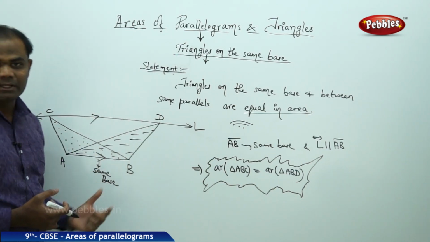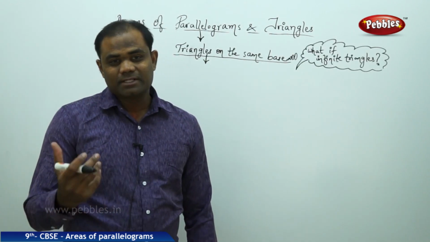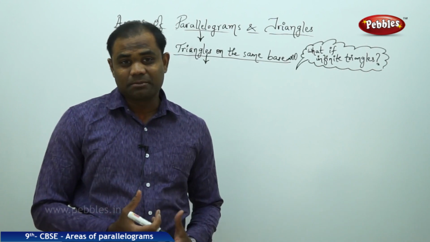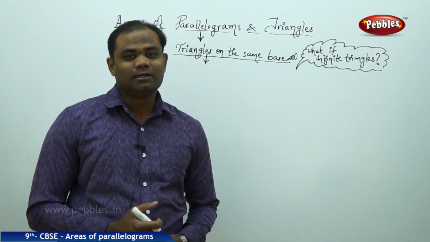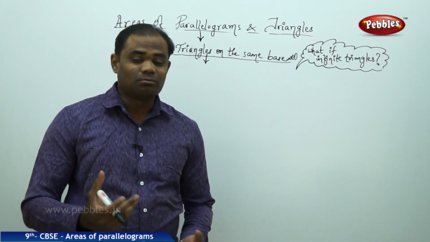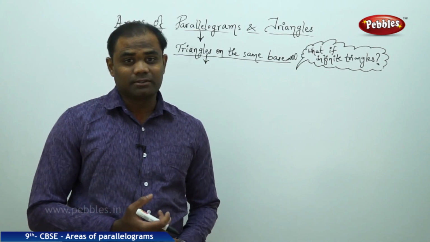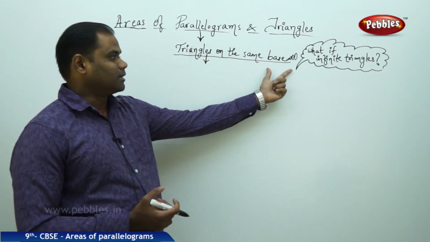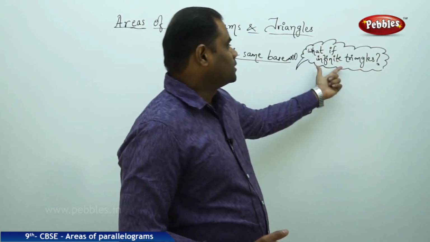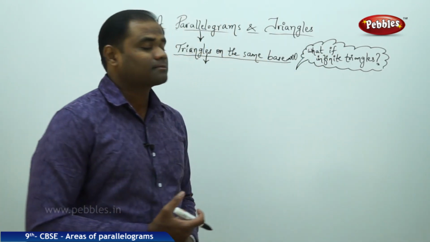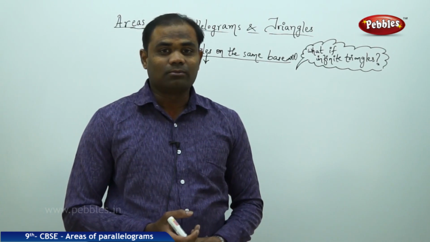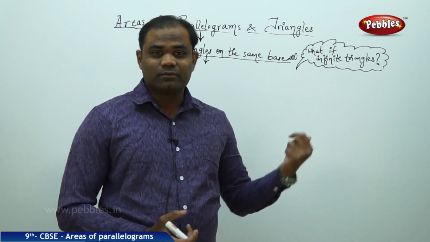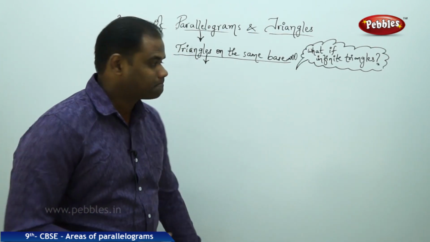Now that we have discussed the property of two triangles on the same base and between same parallels are equal in area, now comes the question, what if there are more than two triangles? Well, all the three triangles will have equal area. Today's session is about triangles on the same base with the question, what if there are infinite triangles? What could be the case if I draw more than two triangles? Will all the areas be equal? Let's investigate with the property.